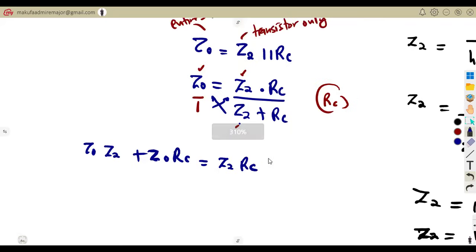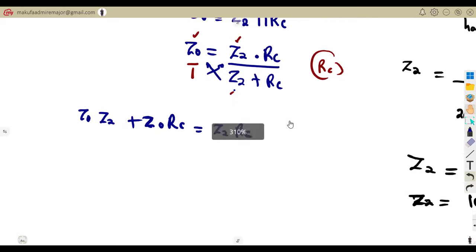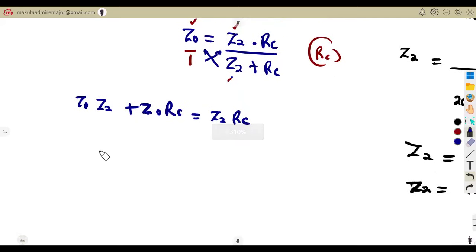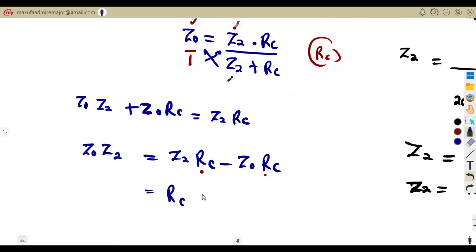So what we need is to find RC, and there are two of them, one on the left and the other one on the right. So just make sure you collect the terms that consist of RC. So that's Z2 RC minus Z out RC, where RC is the one that we need and is common. We can factor that out. That was going to remain with what? Z2 minus Z out, which is equal to Z out Z2.